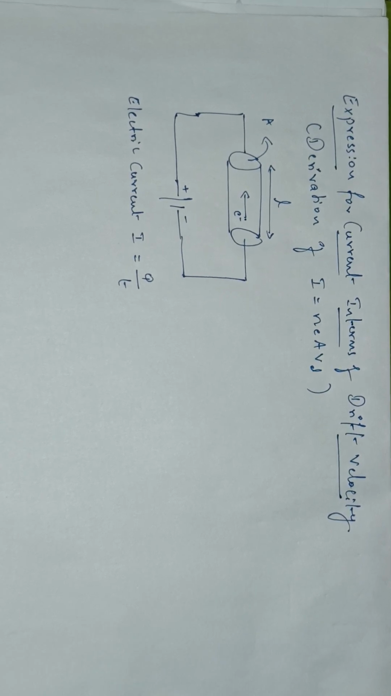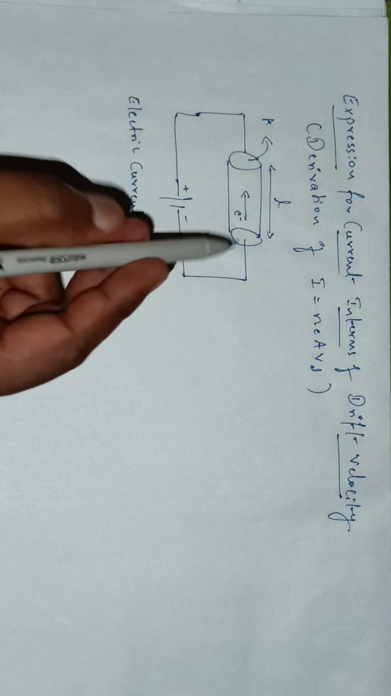In this video, we are going to derive the expression for current in terms of drift velocity. It is nothing but the derivation of the equation I = nAeVd. Here n means number of electrons, e is the charge on the electron, A is the area of cross section of the conductor, and Vd is the drift velocity of the free electrons inside the conductor.